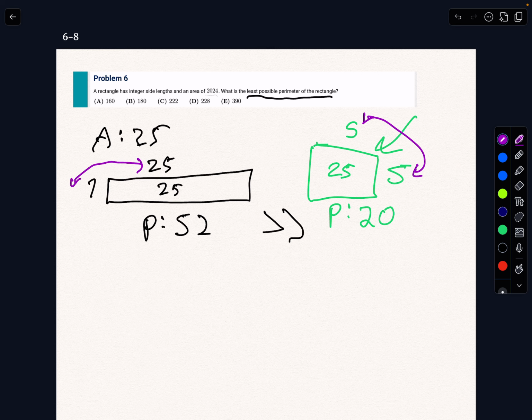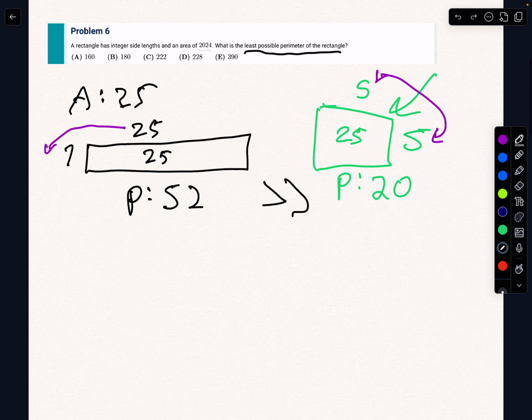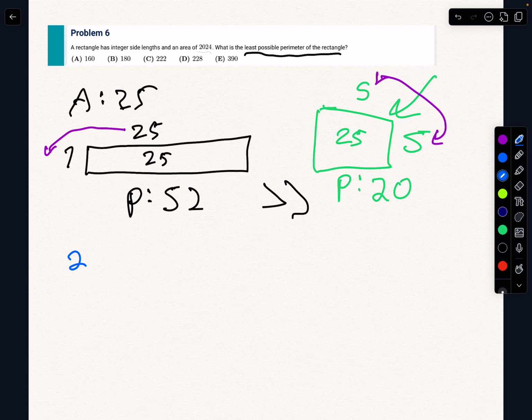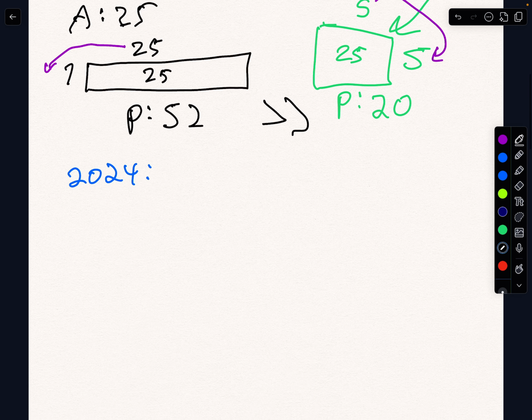And conceptually, this shows us that for a rectangle, if the side lengths are closer to each other in value, the perimeter of that rectangle is going to be much lower than if the side lengths are very far apart from each other in value. So knowing this, let's look again at the problem.